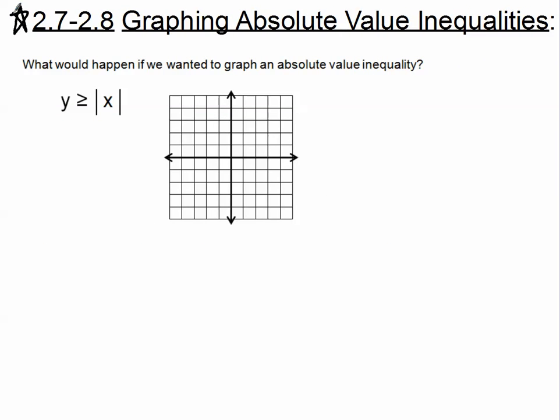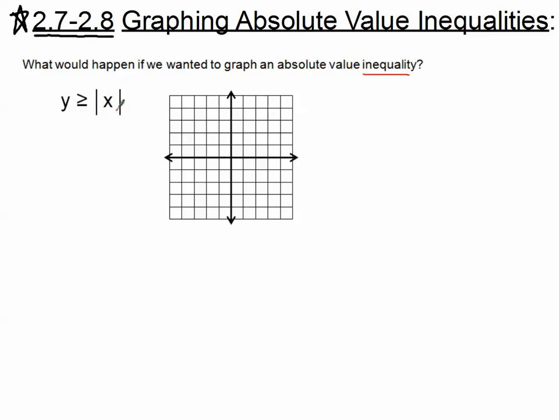So now we've jumped up to chapter 2, sections 2.7 and 2.8, graphing absolute value inequalities. We've already had plenty of practice graphing absolute value equations. What would happen if we wanted to graph an absolute value inequality, meaning that we have a greater than symbol or a greater than or equal to symbol or the less than or equal to symbols? So let's just start off with the main one.